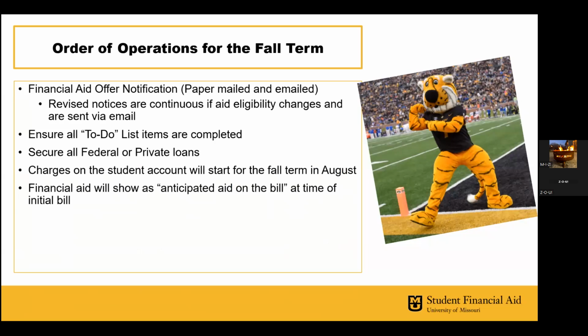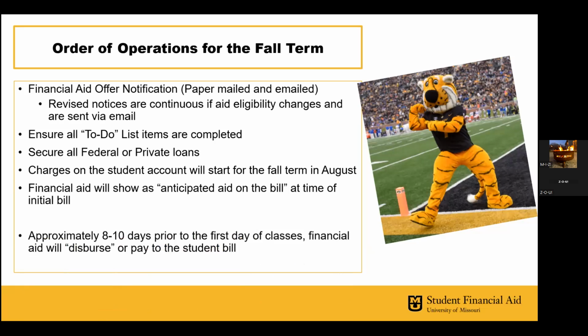The other thing is charges eventually are going to show up on your student account. Right now, we expect those charges to go onto your account in August, and the financial aid at that point will show on your charges, or on your cashier's bill on the cashier's side. It'll show as anticipated aid until we get closer to the time that the term starts. So around 8 to 10 days prior to the term starting is when we'll start to disperse that aid, and it'll actually be in a more live format.